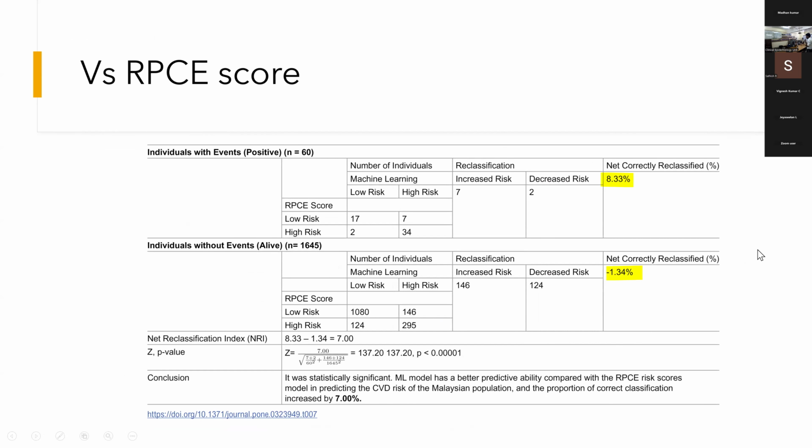And again, if we had to do the NRI classification for the RPCE score, the NRI for the positive outcome was 8.33%, and the NRI for the negative outcome was minus 1.3%, resulting in a net NRI of plus 7%, which again meant that the new model, which is based on the LR, actually outperformed the model which is based on the RPCE score and the Framingham risk score.